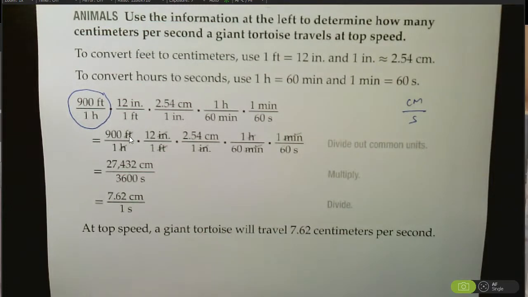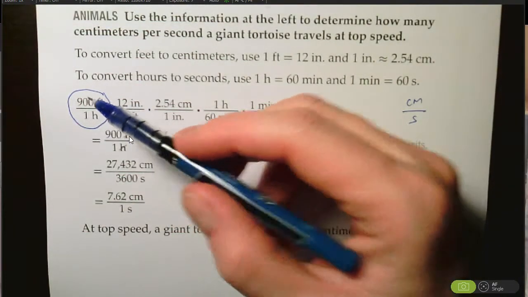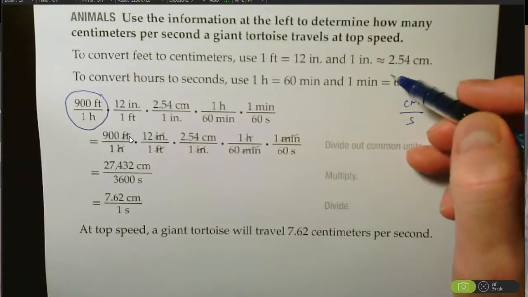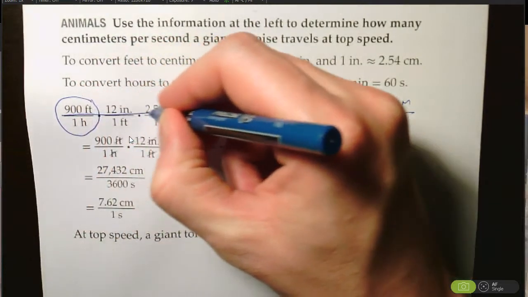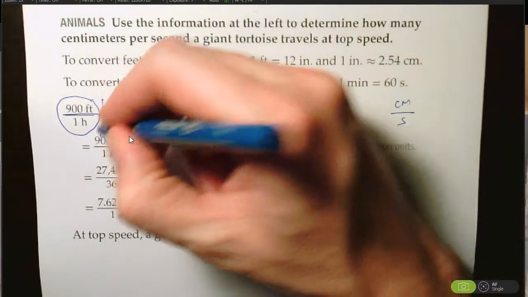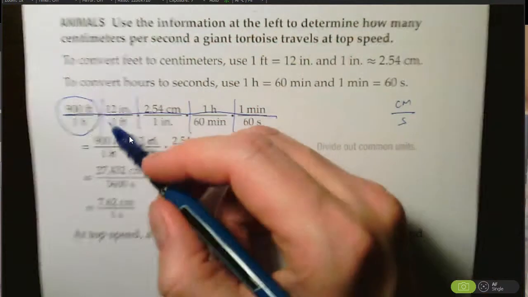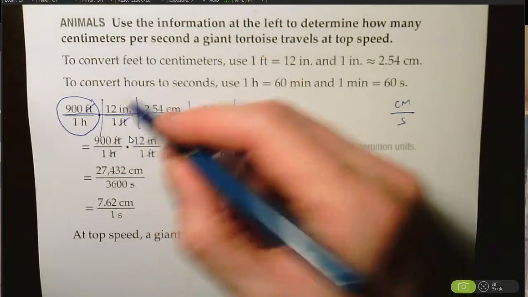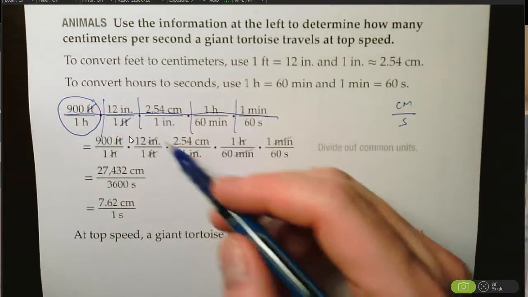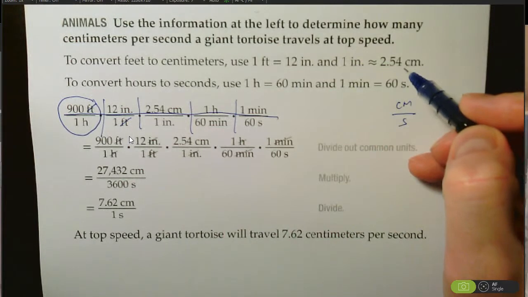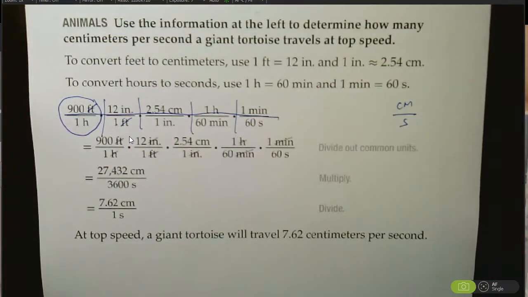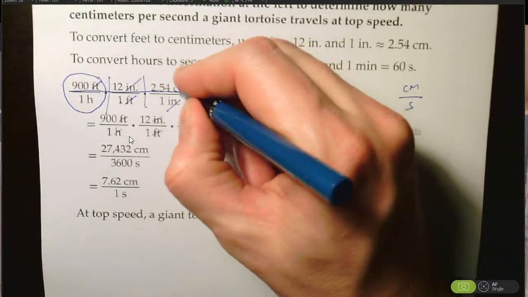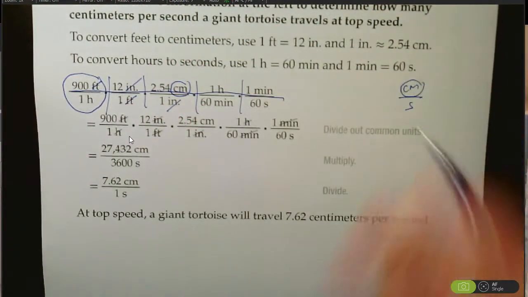So I go from 900 feet. 1 foot is 12 inches. 1 inch is 2.54 centimeters. I'm going to draw the line through and write it like we did in class with the vertical lines. 900 feet to 1 foot. Feet are gone. 1 foot is 12 inches. And then 1 inch is 2.54 centimeters. Inches cancel off. And now I've got on top left over centimeters like I want it.